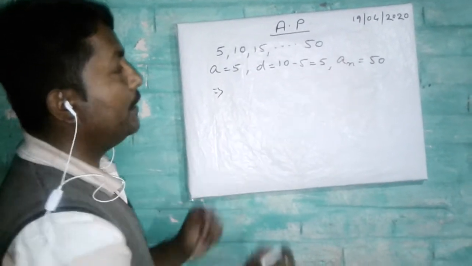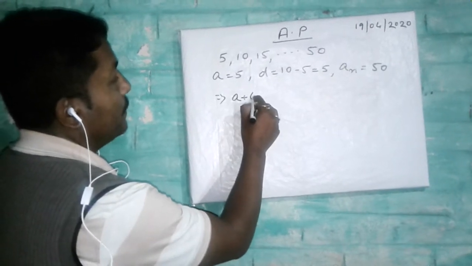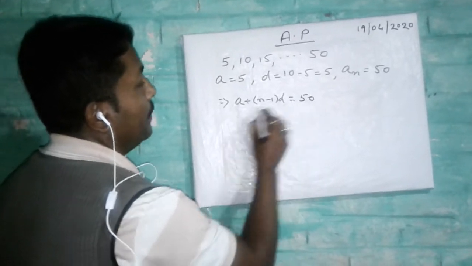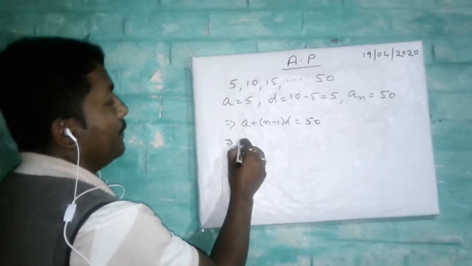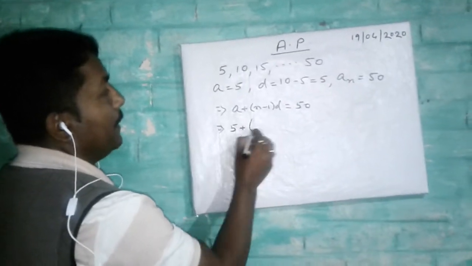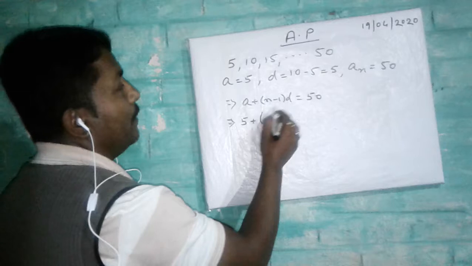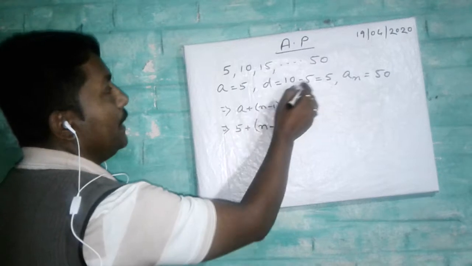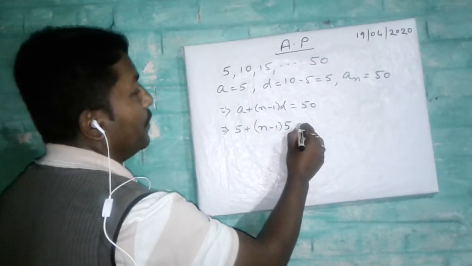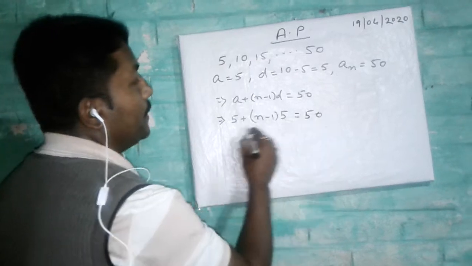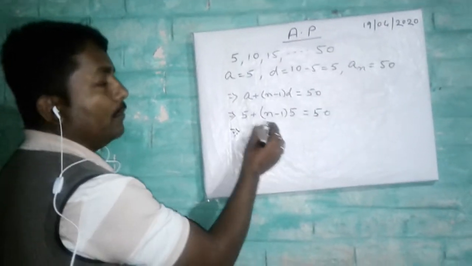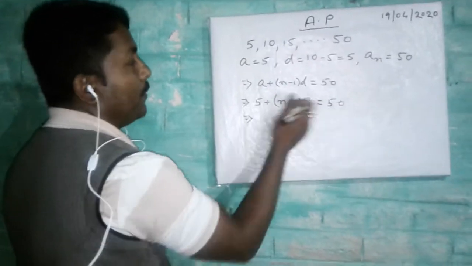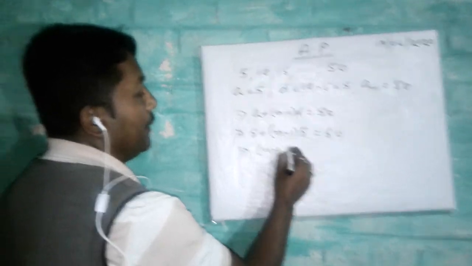Let us use the formula of the nth term. The formula is A plus (n minus 1) into D, and the nth term in the question is given as 50. In place of A we can write 5, plus (n minus 1), where n is not given so n remains n, and in place of D we write 5. Whatever the values of A or D, you just substitute them and then solve, and you will get the value of n. So 50 equals 5 plus (n minus 1) into 5. The plus 5, if we take to this side, becomes minus 5, and from 50 if we subtract 5, we get 45.